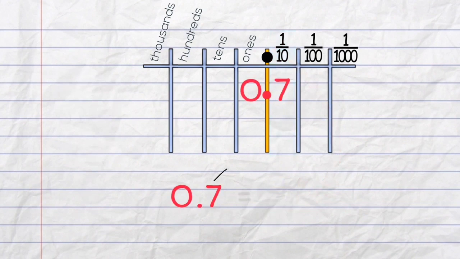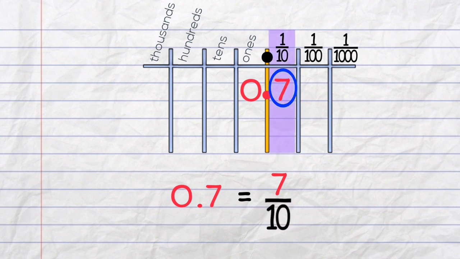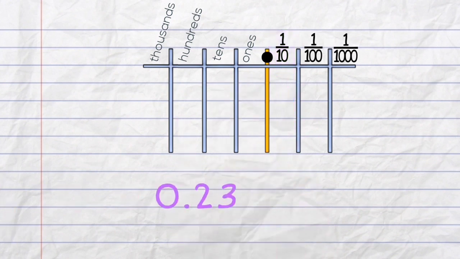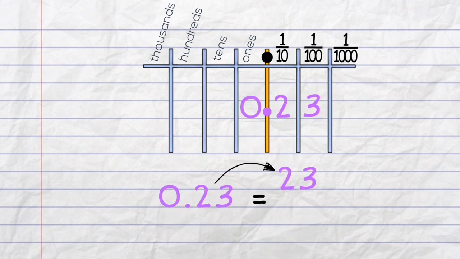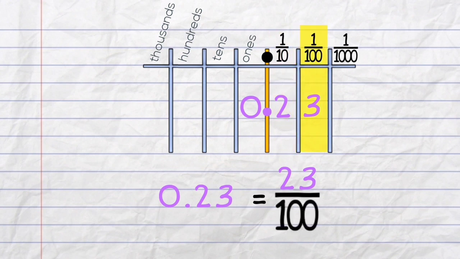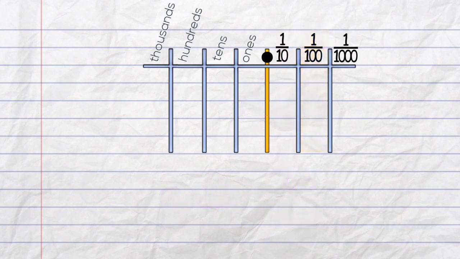Now let us take another example. There's only one digit after the decimal point and it is present in the tenths column. So 0.7 is 7 tenths. Now let us see one more example. Place the value and then you will see that 23 will be the numerator and 3 is present at the hundredths position, so we'll write the denominator as 100.